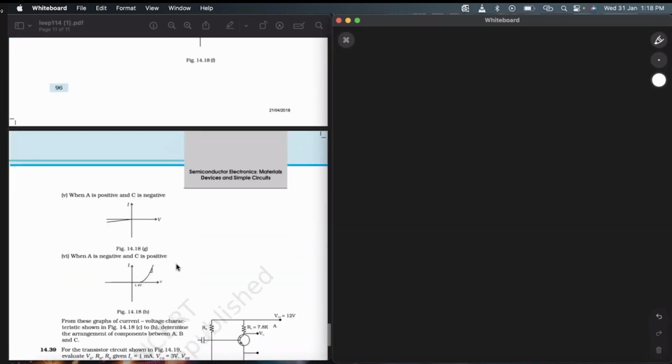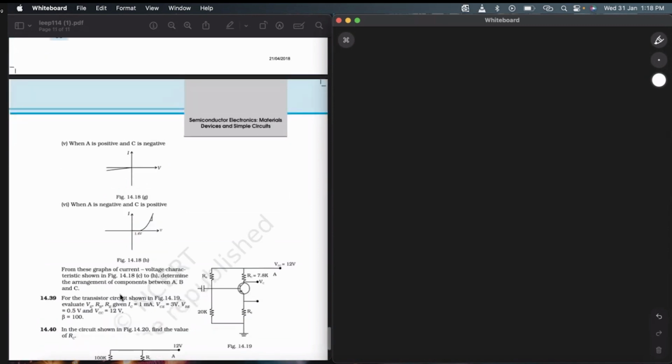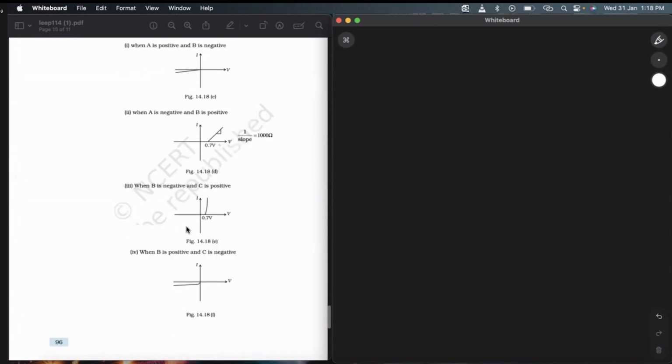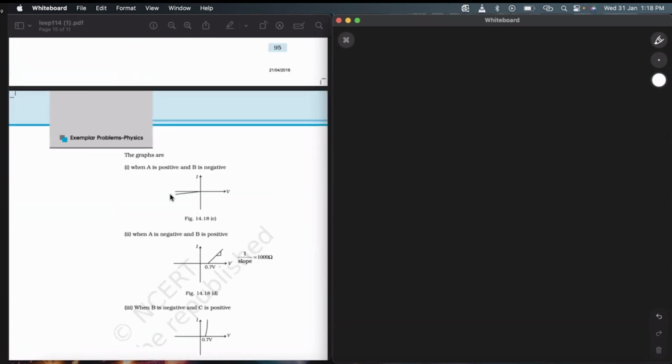Okay. अरे तो ये सिंपली डायोड्स और उनके ग्राफ है. From these graphs of current voltage characteristic, determine the arrangement of components between A, B and C. ठीक है. V-I characteristic दी हुई है. इन V-I condition 1 देखो, V-I condition 1 देखो पहले this. ठीक है. A reverse characteristic is shown. Here A is connected to N side of PN junction diode and B is connected to P side of PN junction diode and resistance series.